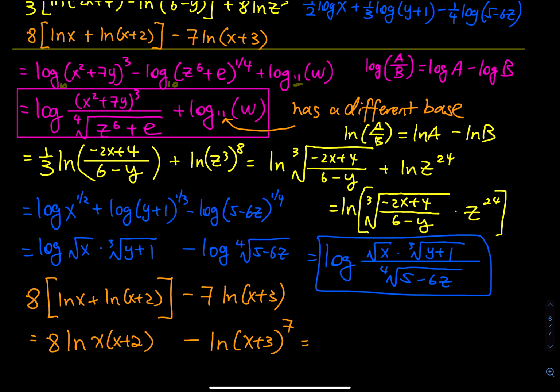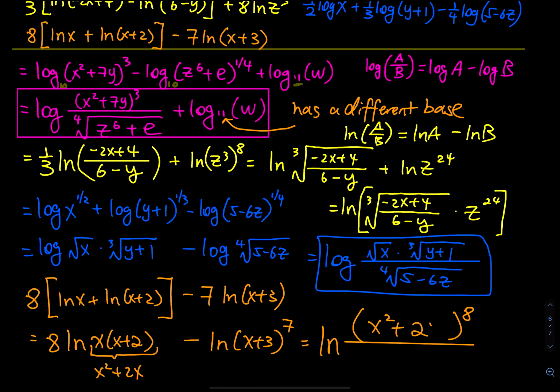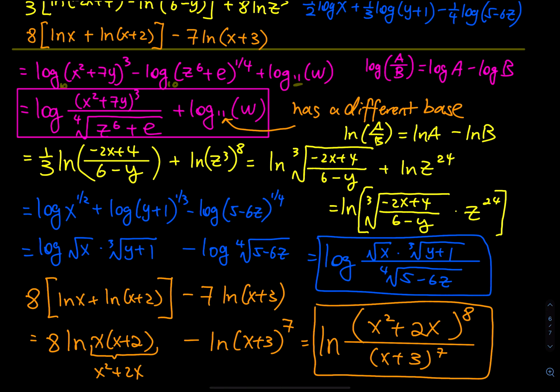That one, do you want to distribute this to x squared plus 2x? I think it is good to do it that way. So I will just do one big ln, and then the 8th power, I will put the 8th power right over here, and then x squared plus 2x, and then the denominator x plus 3 to the 7th power. I keep saying x plus 7, it is x plus 3 to the 7th power, and then that's it. This is one single term.